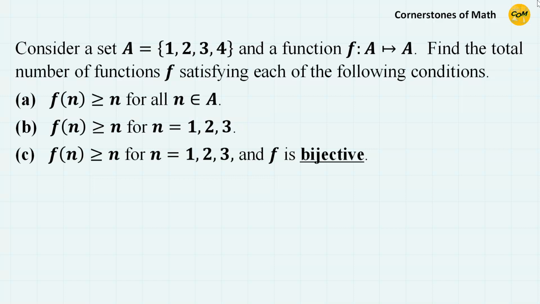Today we will solve a simple counting problem regarding the number of functions. The problem says, consider a set A which has elements 1, 2, 3, and 4 and a function f from A to A. Find the total number of functions f satisfying each of the following conditions. For problem A, f(n) is greater than or equal to n for all elements of A. For problem B, f(n) is greater than or equal to n, now only for n equals 1, 2, 3. And for problem C, f(n) is greater than or equal to n for n equals 1, 2, 3, and f is also bijective.